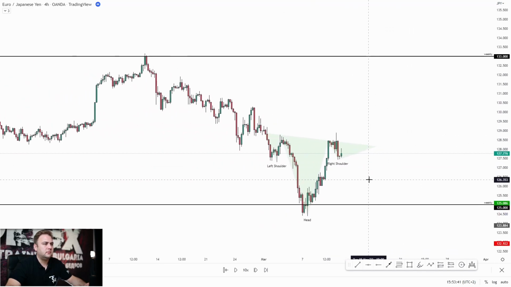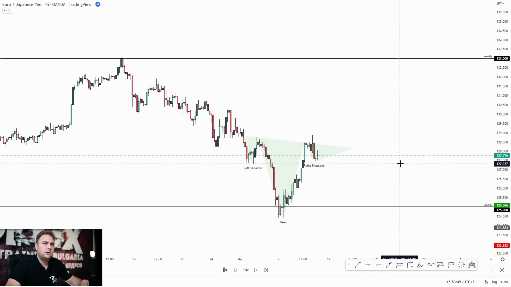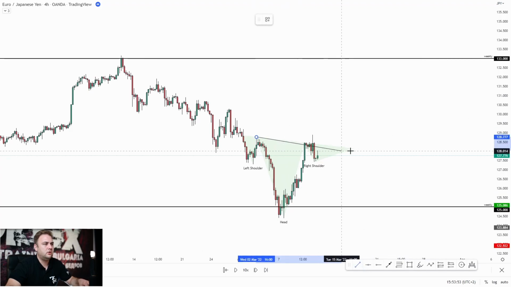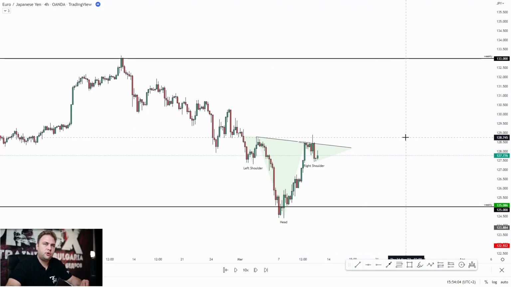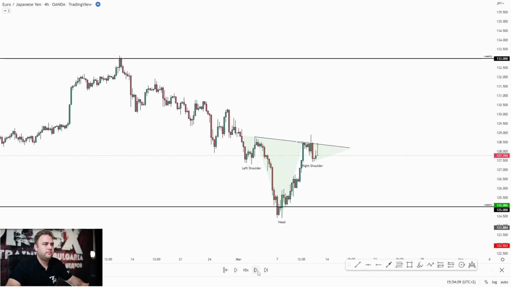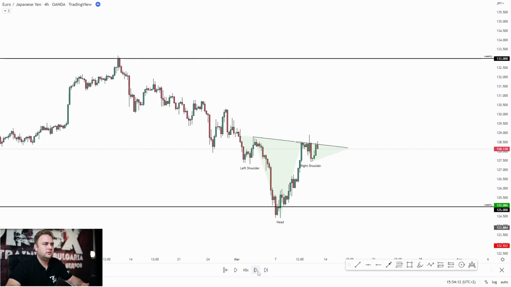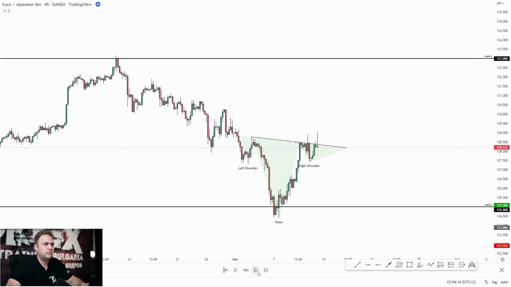And this is our pattern. As we said, we are expecting the price to break out the neckline. So this is our neckline over here. And let's see when the price is going to break out this neckline. This is not our entry. And there it is. This is our entry in long position.